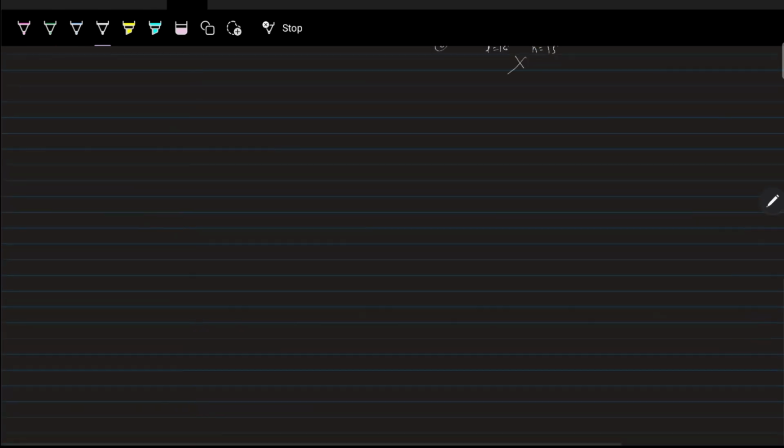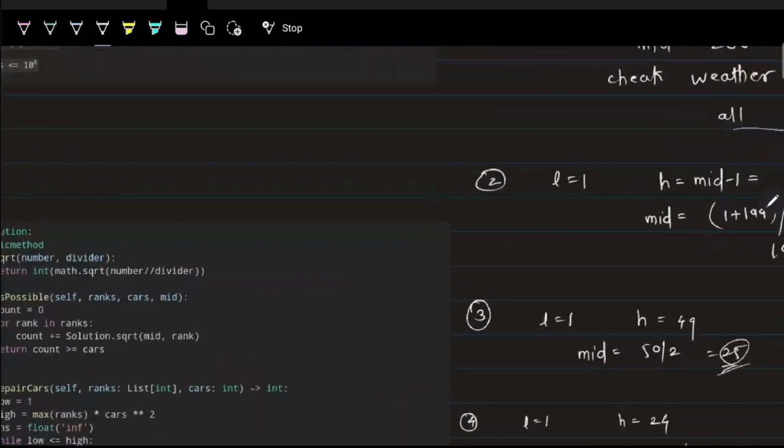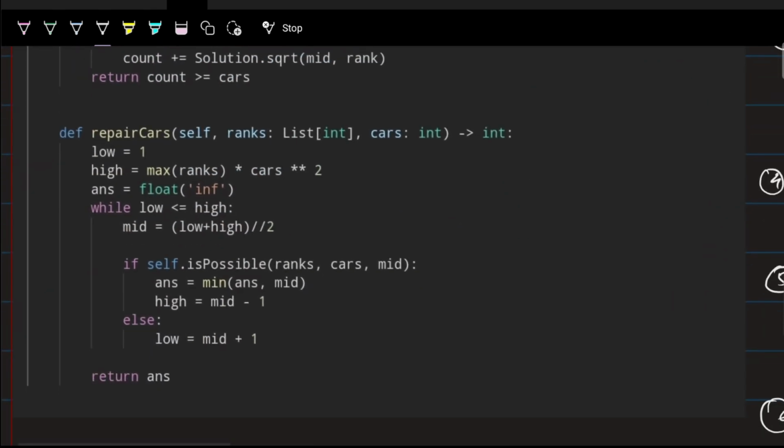So the code for this problem is very simple. If you see what I am doing here, my low is assigned 1, my high is assigned the maximum value of the ranks into the cars square, and I am running my loop with a while. Same approach for all binary search: run the loop while low is less than or equal to high, take a mid, run the possible function for the mid, and if it is true then shrink the range, or else increase the range, and update the answer variable with the minimum value of it, and finally return the answer.